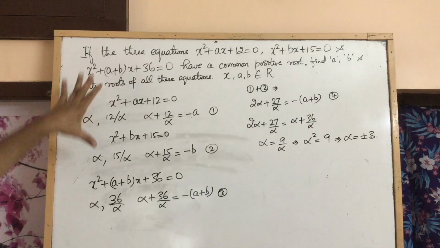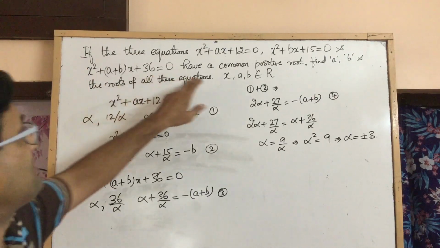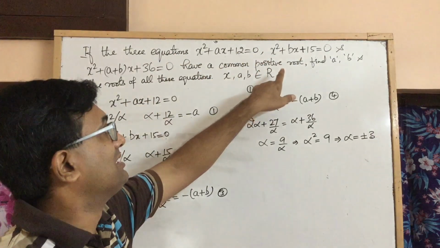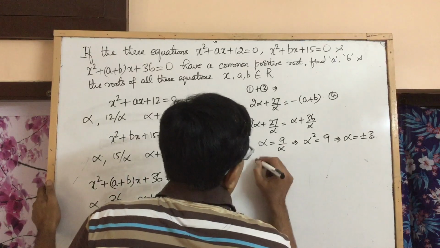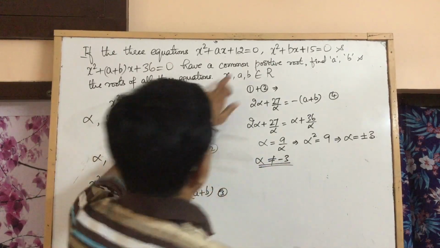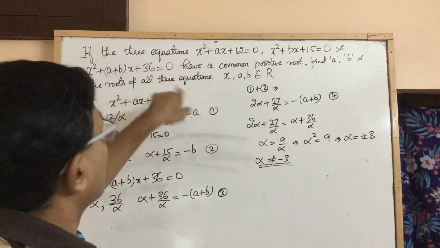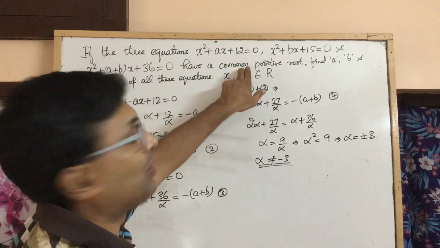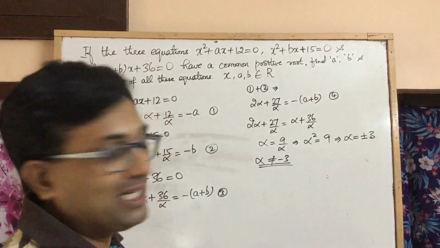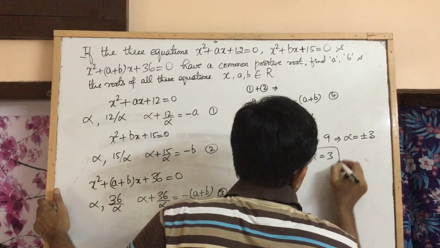Right? And we have assumed that alpha is the common root for all the equations, and the problem states that these three equations have a common positive root. Therefore, alpha cannot be minus 3. Because we know that alpha is the common root for all the three quadratic equations, and it's been stated in the problem that they have a common positive root. Therefore, we neglect alpha is equal to minus 3 and proceed with alpha is equal to 3.